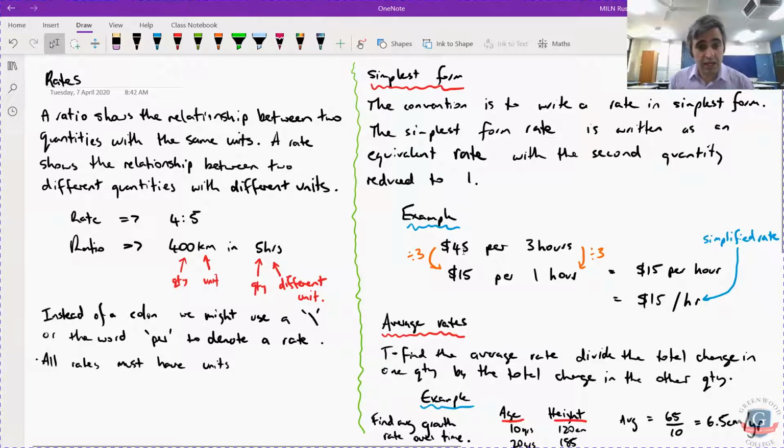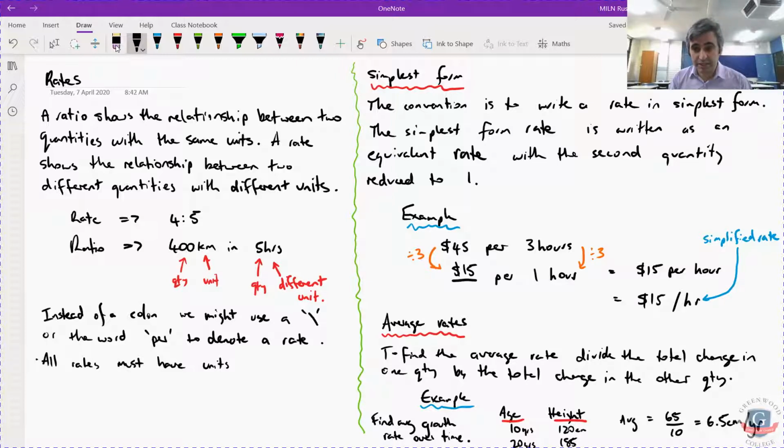So we started with $45 per 3 hours. That's a rate. And we want it in the form of 1 hour. So if I was doing it the same way that I would do it for a ratio, I might put a line here. To get from 3 hours to 1 hour, because it's the second quantity we want as a rate, we're going to divide by 3. If we divide this side by 3, we have to divide that side by 3 as well. $15 per 1 hour. Now, a notation note here. The answer is $15 per hour.